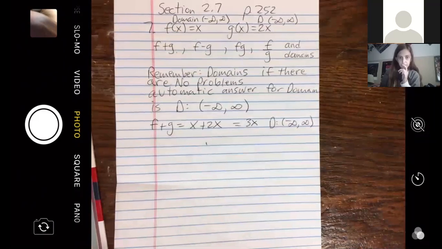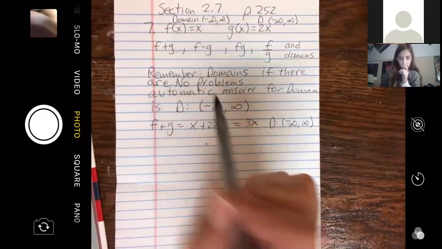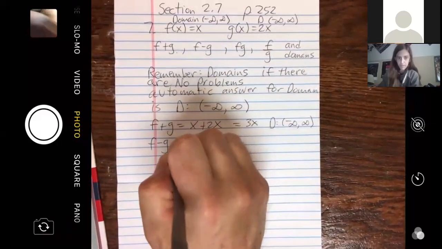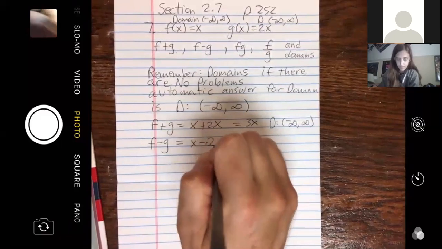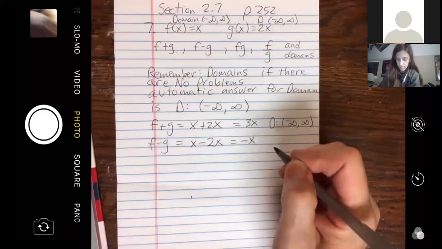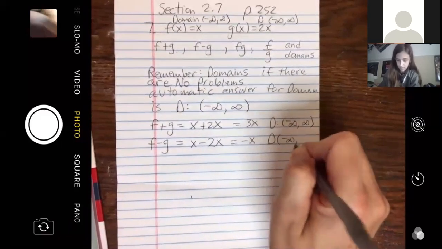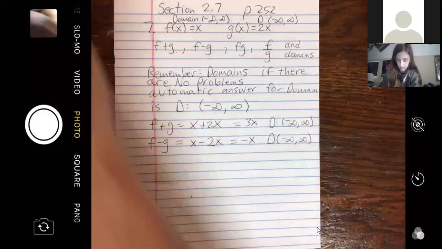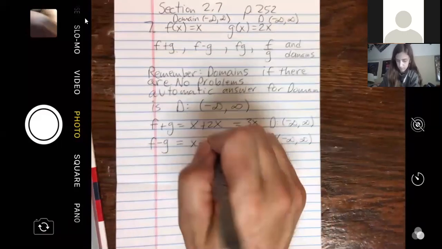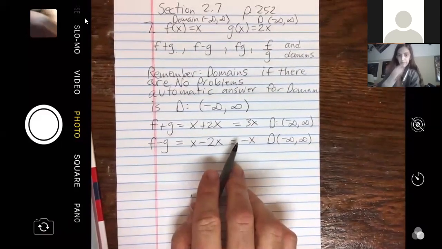That's really all they're asking you to do. Now, further down the page, the functions get more complicated, but this first one isn't too bad. F minus g would take x and subtract 2x. That would give you negative x. Again, that doesn't create problems, so its domain is negative infinity to infinity. Are we going too fast? We're good at the moment.